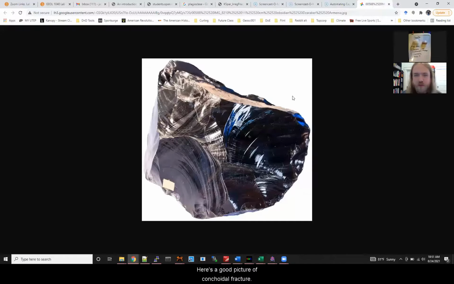I'll show you what I mean here. Here is a good picture of conchoidal fracture. So you can see these fracture faces here. They're not flat, they're somewhat curved. And in addition, you see these curved lines that run along the surface. You see several of those conchoidal fracture faces here that are all meeting on this one mineral piece. So this is what conchoidal fracture looks like. Sometimes you see it, sometimes you don't.